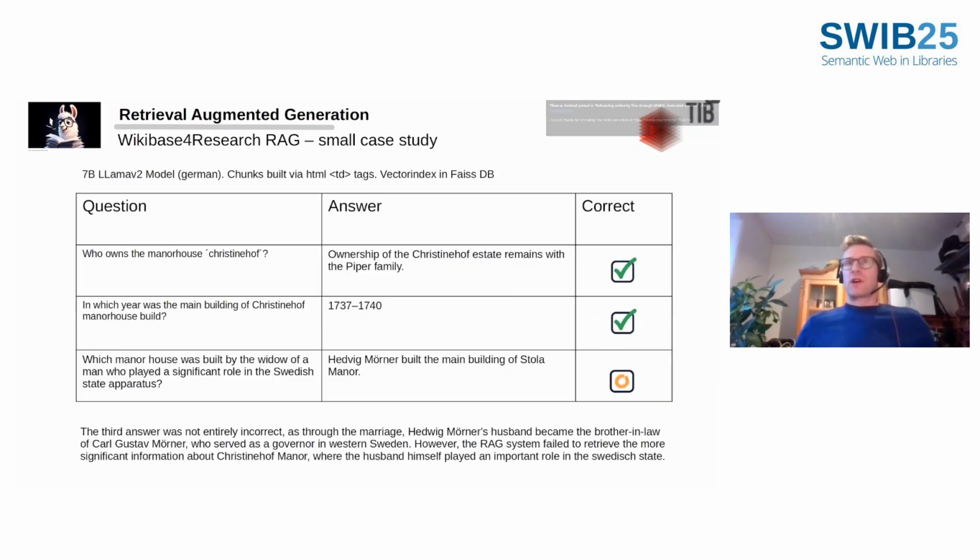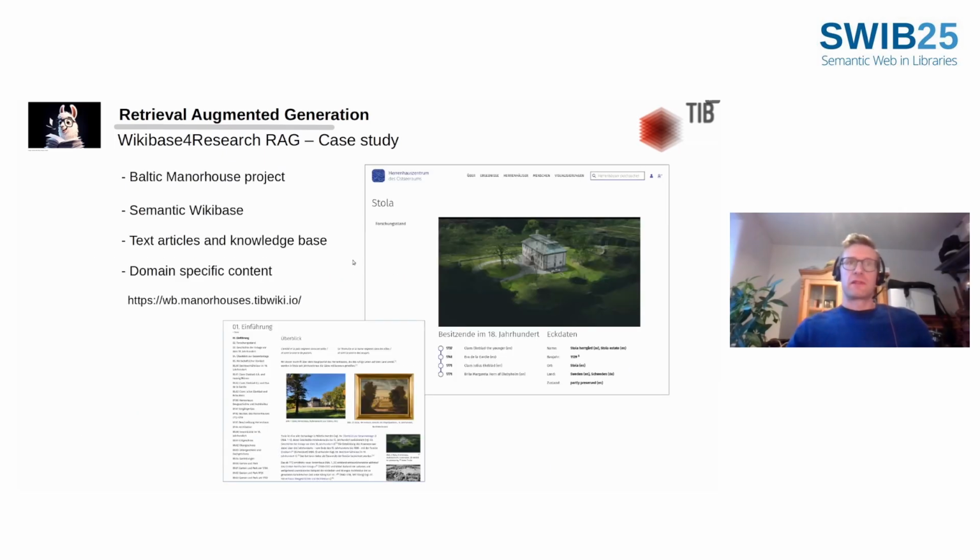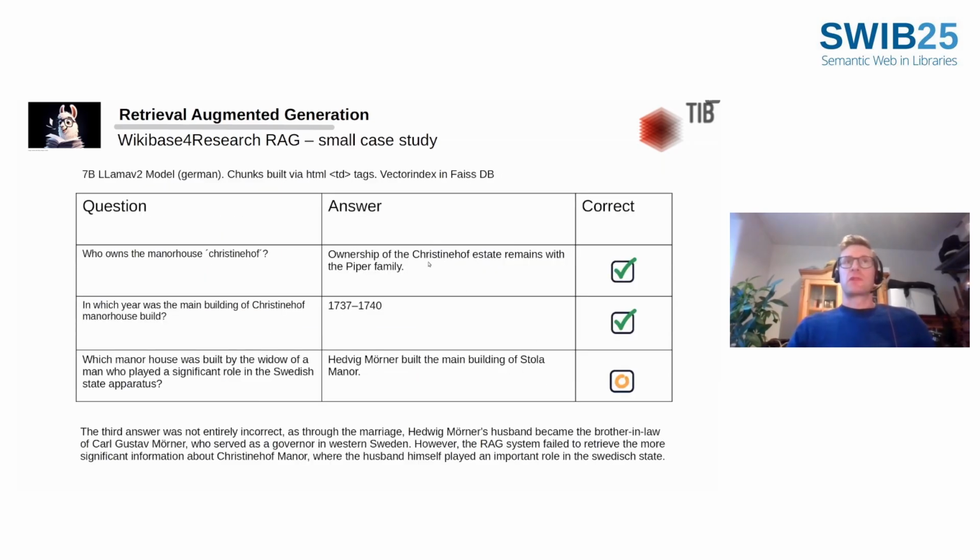And then we tried how good the system performed. Here I have 3 examples. For example, if you insert the question, who owns the manor house Christinehof, the system can answer it correctly. Interesting here is that in the structured information, you have owners on the web pages line by line. And the answer is that one of the manor houses is held by the Piper family.